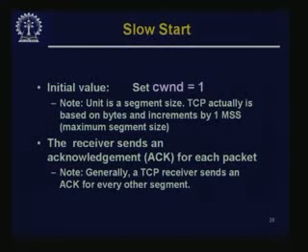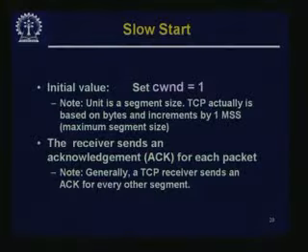Now, the initial value in slow start means we set CWND equal to 1. Naturally, if the window size is small, say 1, then 1 unit will go, the acknowledgement will come back, and only then will something else go from this side. So, we are being very conservative, sending only a small bit of information. Now, note the unit is a segment size. 1 of what? 1 segment. TCP is actually based on bytes and increments by 1 MSS, maximum segment size. The receiver sends an acknowledgement, ACK, for each packet. So, this is the slow start.